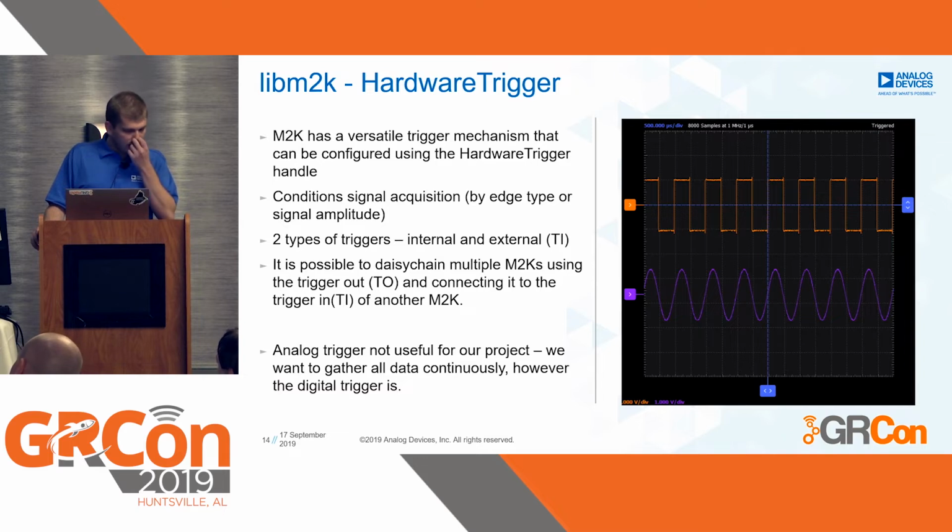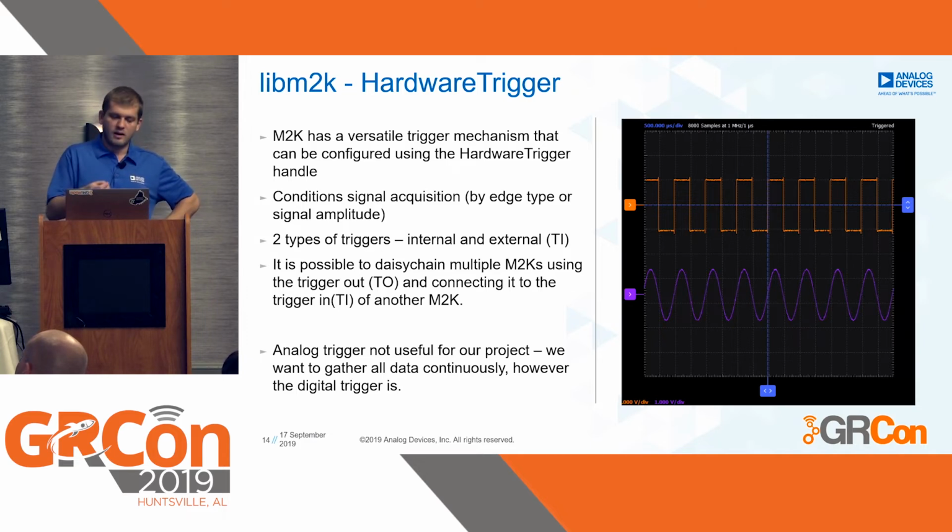So the hardware trigger class is an interface to M2K's versatile trigger mechanism. What it is used for is to condition signal acquisition either by edge or by signal amplitude. There are two types of triggers: internal triggers and external triggers.